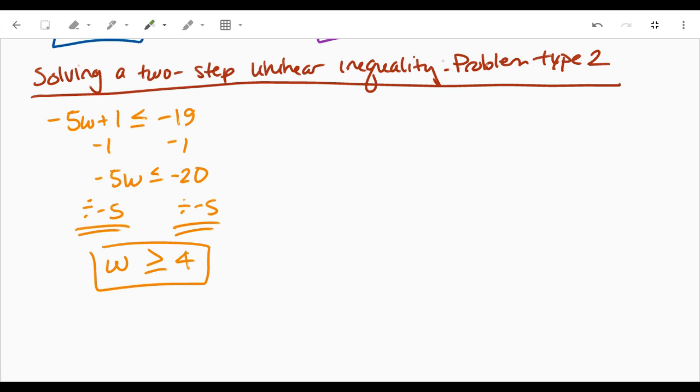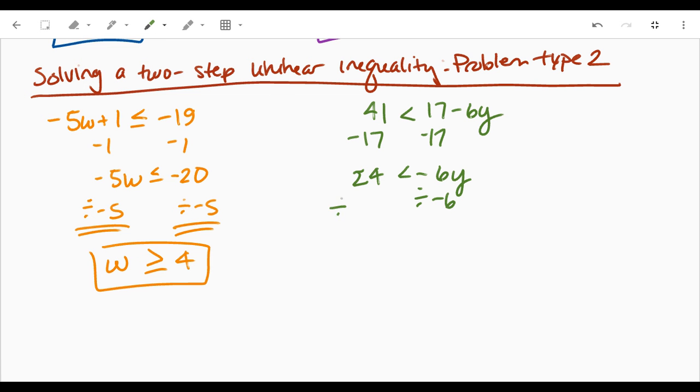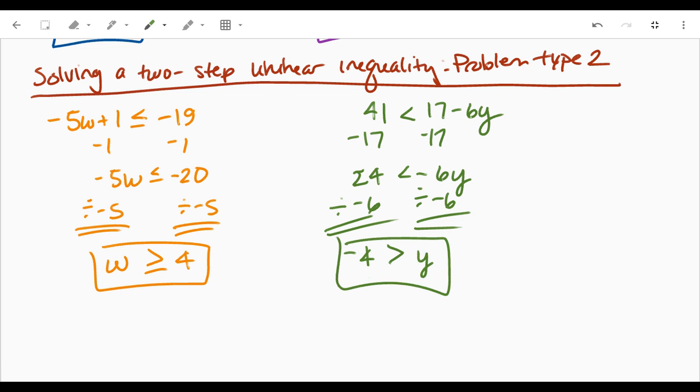I'll give you another one here just to practice: 41 less than 17 minus 6y. Subtract the 17, and positive 24 is less than negative 6y. We're going to divide by negative 6, which means we'll have negative 4, flip your symbol, greater than y. And that's it. You just cruised through 2 topics. Let's do the next one.